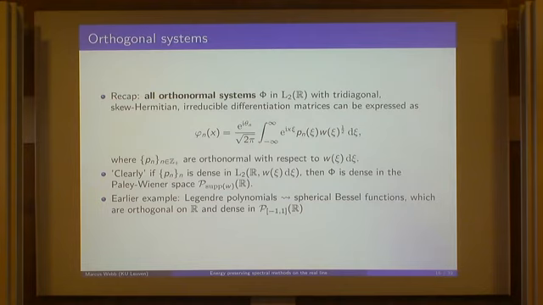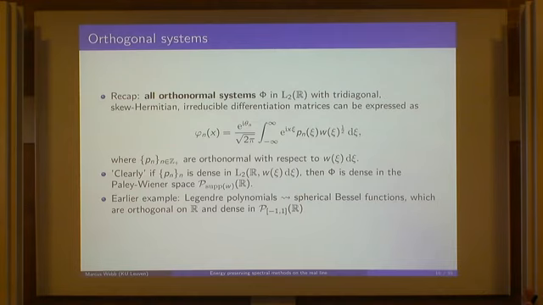Perhaps not necessarily clear to everyone, but if the polynomials are dense in their respective space, then the systems derived from this formula will be dense in a Paley-Wiener space based on the support of the weight. So in our early example, we took the Fourier transform of Legendre polynomials. We've got spherical Bessel functions. They're orthogonal on R, and they are dense in the Paley-Wiener space where the Fourier transforms are supported on [-1, 1].